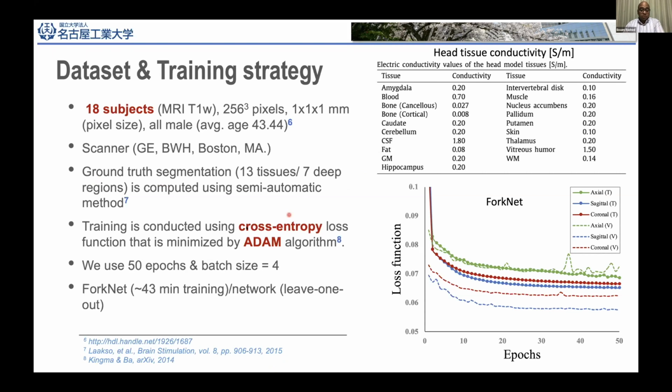We use a cross entropy loss function that is minimized by the Adam algorithm. For the network, we use 50 epochs with batch size equal to 4. And we have found that the ForkNet requires around 40 minutes for training by using the leave-one-out strategy. This curve represents the behavior of the loss function in every direction. And these are the tissue conductivities we have used for the tDCS experiment.